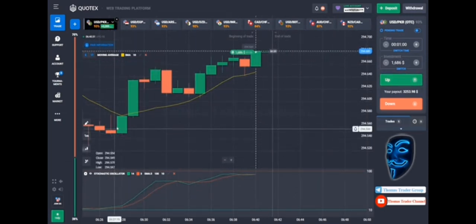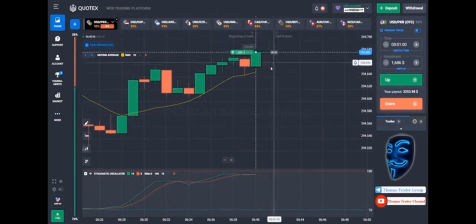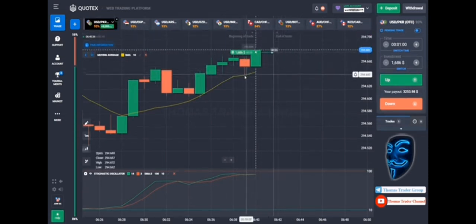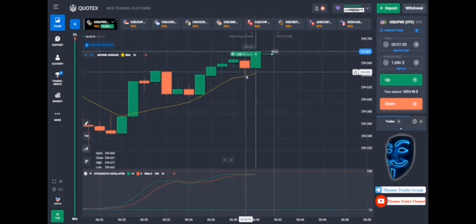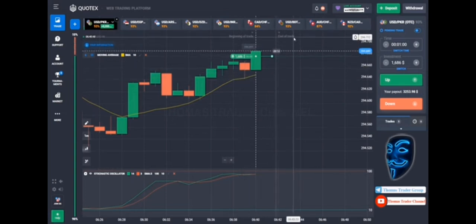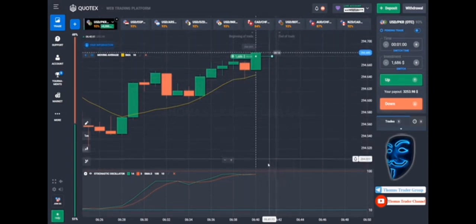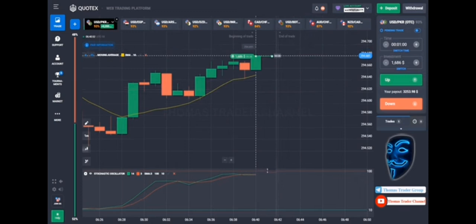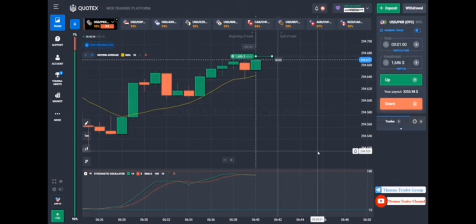As you can see, the market is going bullish, and the market has just made a rebound on the moving average line. I'm sure that the market will still continue the bullish trend, and you will find the overbought area over here. Let's brave it and let's wait till the end of our trade.